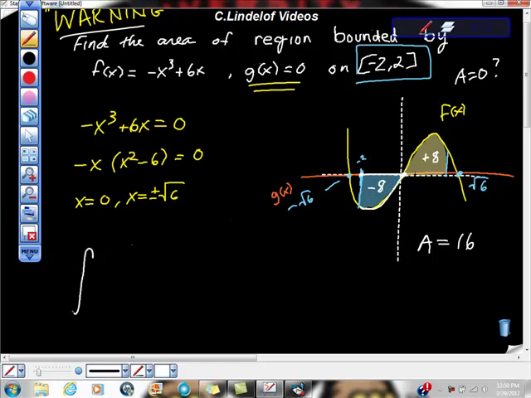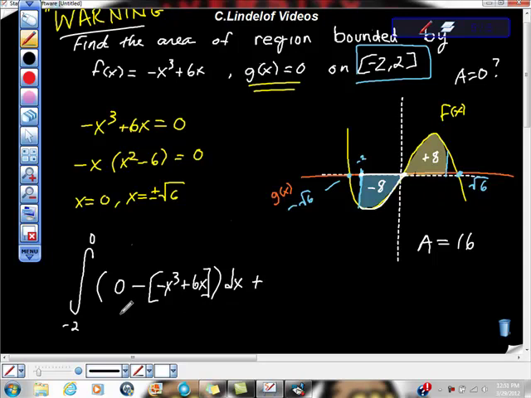We say, all right, our integral says that from -2 to 0, we have our top function as g of x, which happens to be g of x equals 0, minus the function at the bottom, which happens to be the opposite, negative x cubed plus 6x, dx.